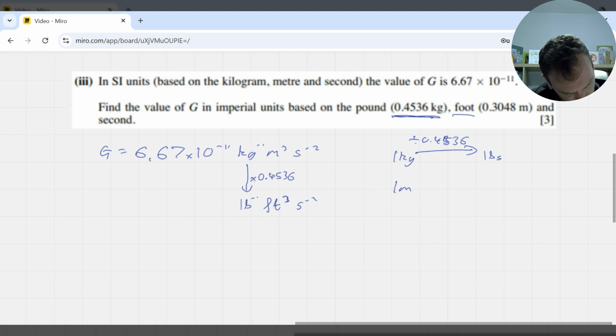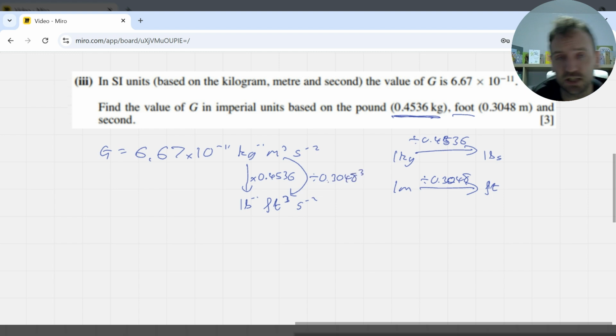And then let's do the same thing with meters. From 1 meter to feet, what would we do? Well, from a foot to a meter, we'd multiply by 0.3048. So here we'd divide by 0.3048. And we've got meters cubed though. So rather than just dividing by that, we're going to divide by that scale factor cubed. So we're going to divide by 0.3048 all cubed.